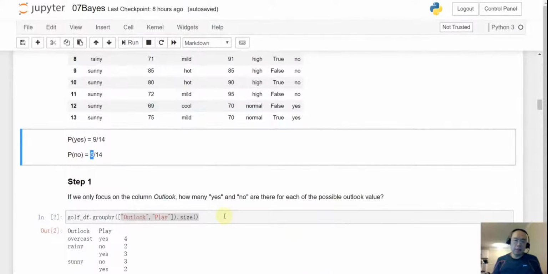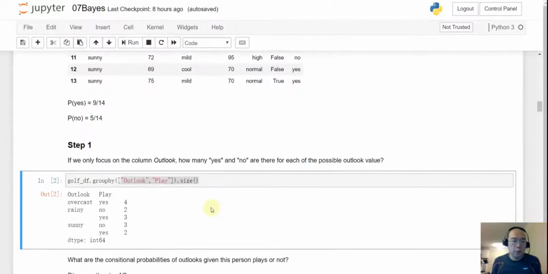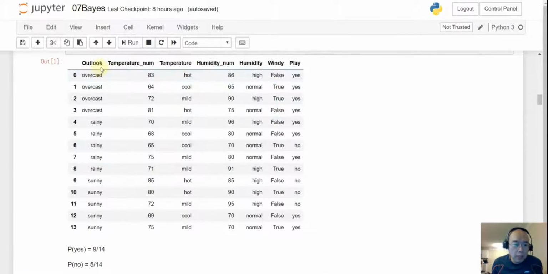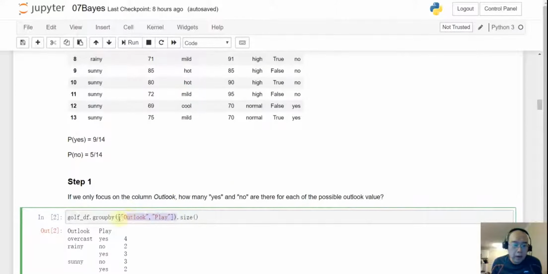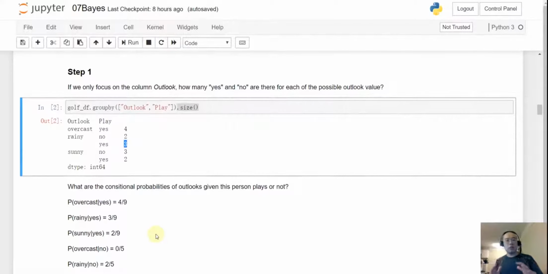So step one, for each of the features, we want to calculate all the posterior probabilities given yes or no. For example, if we take the outlook, which is this column, and also take play, we do a group by the outlook and the play, and then do a dot size, and pandas will give you the counts: how many overcast on yes, there are 4, how many rainy on no, there are 2, how many rainy on yes, there are 3. So pandas does all the counts for you, and what you need to do is just put all the posterior probabilities together, and this is tedious work.